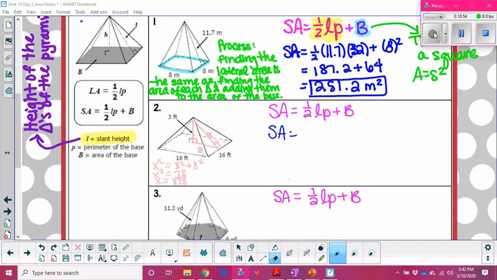So we have the surface area is equal to 1/2 times the square root of 73 times the perimeter of the base. Well, the sides of the base are 16. It's a square. So 16 times 4 is 64. Plus the area of the base, which again is side squared, so 16 squared. You put all this in your calculator, you're going to get 529.41 square feet.